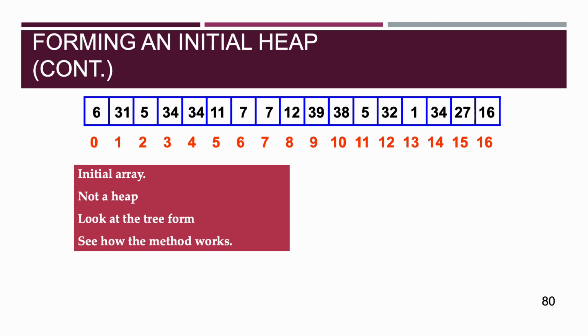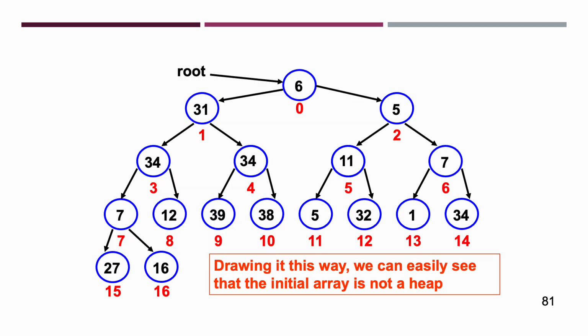Okay, so here, forming an initial heap, how can we do that? So we have an initial array, not a heap. Look at the tree form to see how the method works. So we'll see the tree form of this version and we'll see how that method works. So this is the tree form.